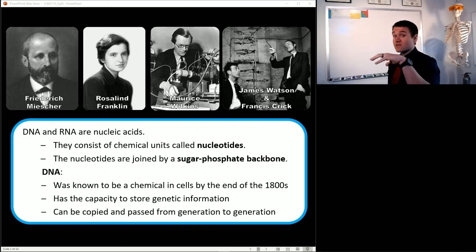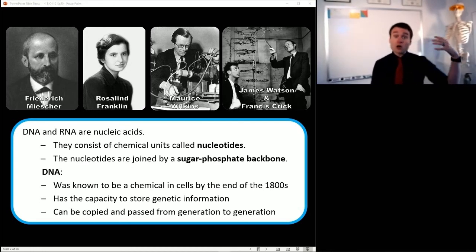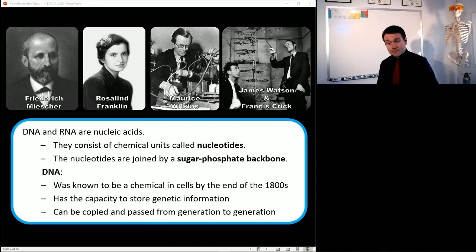Now, Pauling's son was actually going to school with a couple of other guys at this time. Their names are Watson and Crick, James Watson and Francis Crick. And he gave them an advanced copy of his dad's paper. And when they read it, they said, oh my goodness, he's wrong.